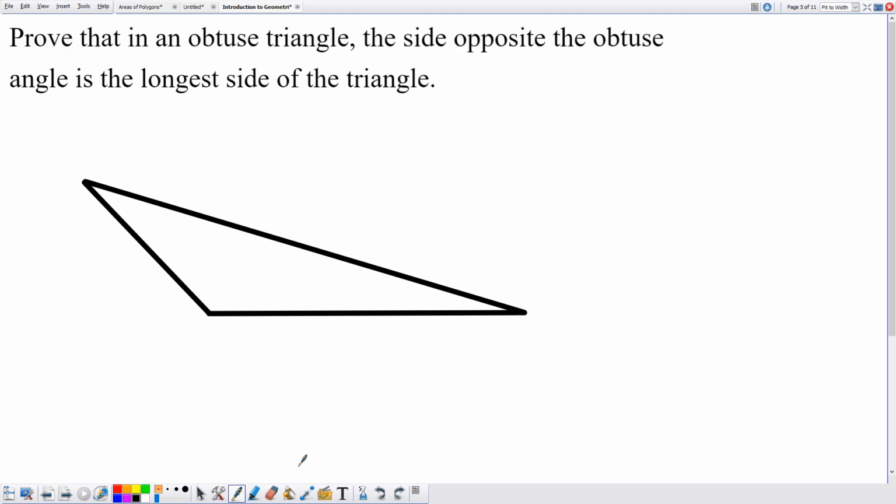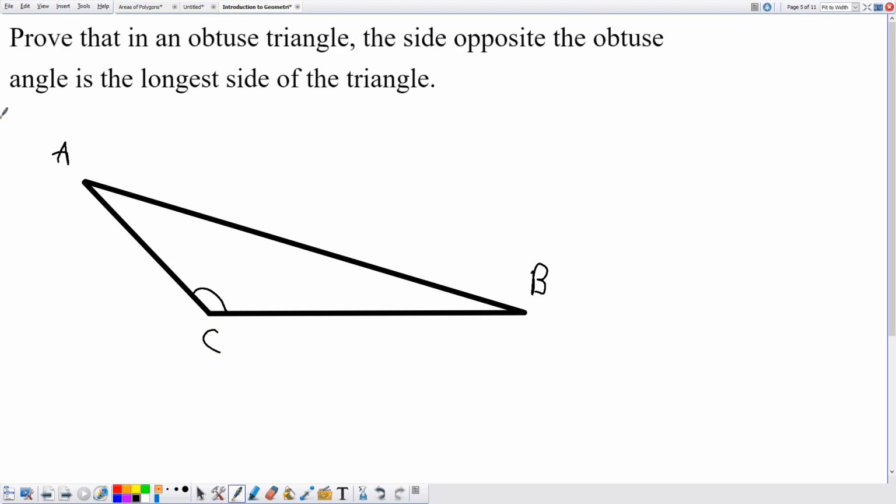And let's label A, B, and C, where C is our obtuse angle. So how can we prove that the side opposite to the angle at C, AB, is the longest side?